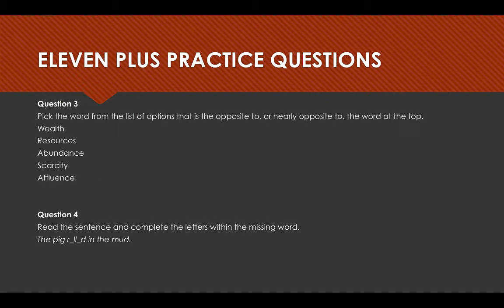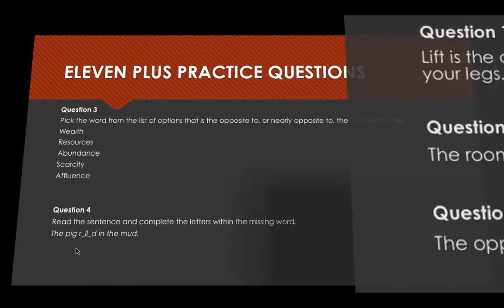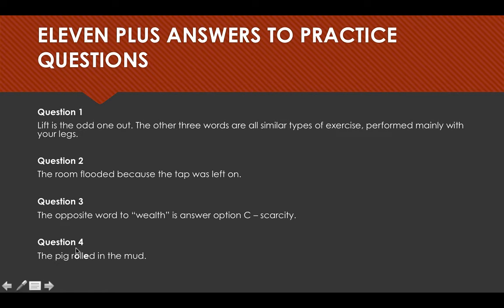Question 3, pick the word from the list of options that is the opposite to or nearly opposite to the word at the top, which is wealth. So resources, abundance, scarcity or affluence. And question 4, read the sentence and complete the letters within the missing word. Okay, so as you can see, there are letters missing in this word here, and you need to work out what letter that is. Okay, so here are the answers.